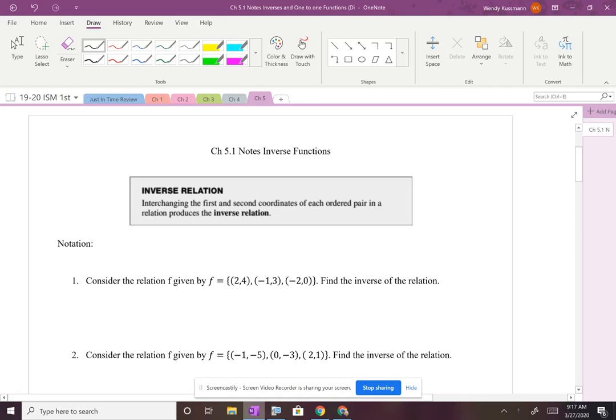Hi everyone, today we're going to go ahead and start notes for chapter 5.1, inverse functions and inverse relations.